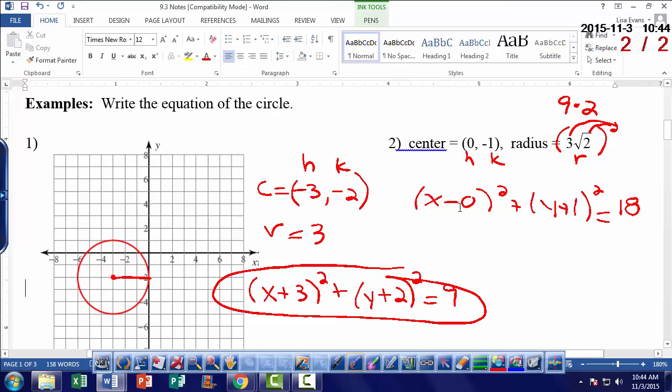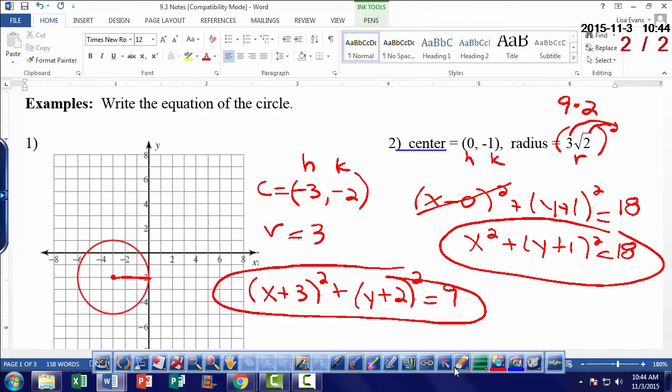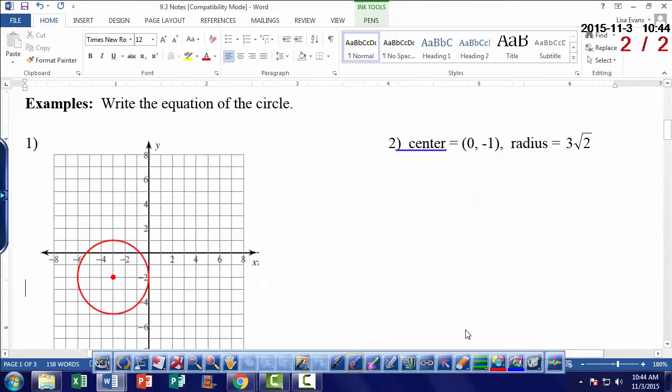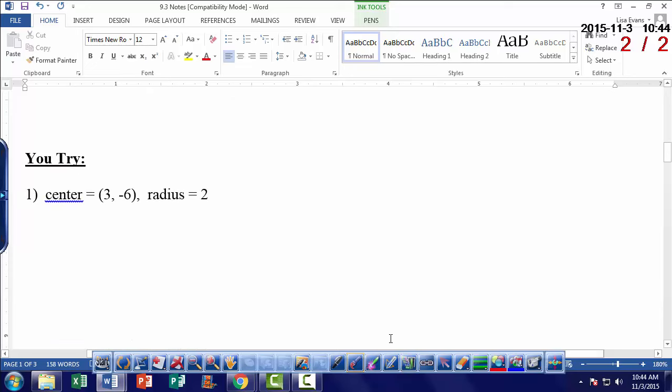Now, I will accept this as the answer, but if it were your textbook, they would write this as just x squared. So this is how you would see the answer on a multiple choice test. It would look like this. Okay. I would like you to pause the video and try the first U-try on your own. Remember, you're going to plug this in for h, k, and r.